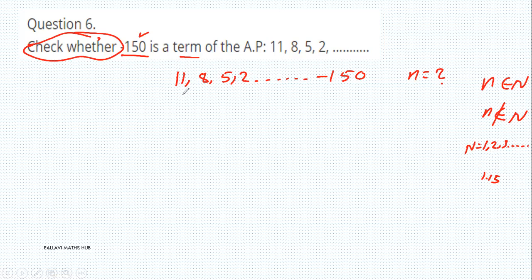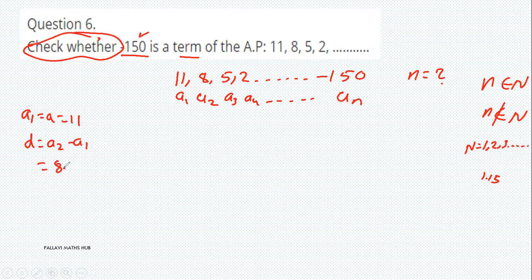Here write down A1, A2, A3, A4, continuing up to AN. A1, which is A, equals 11. D equals A2 minus A1, which is 8 minus 11, which equals minus 3. Next, AN equals minus 150. Now first find out the value of N.